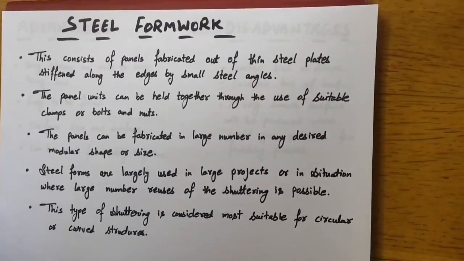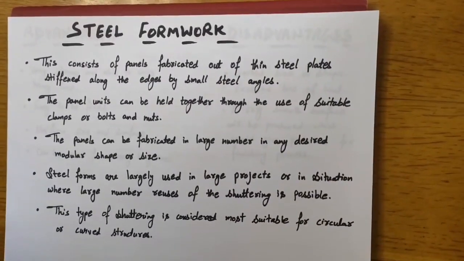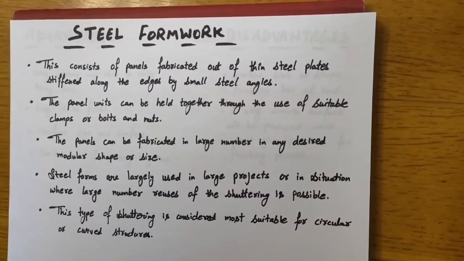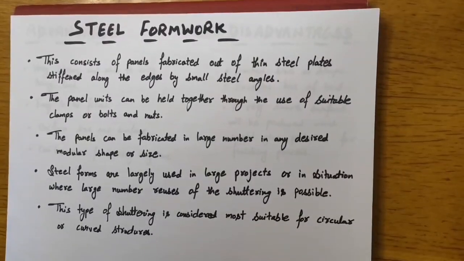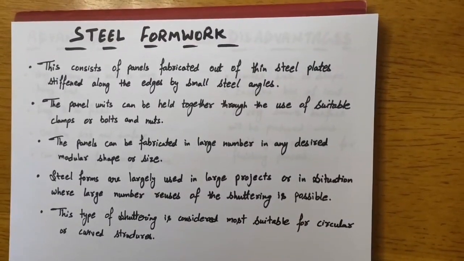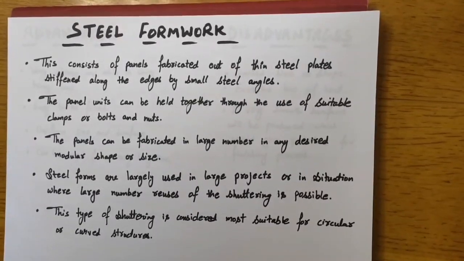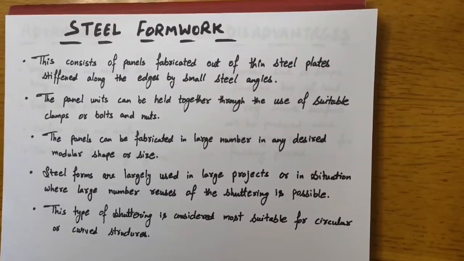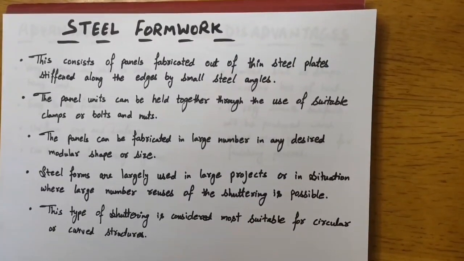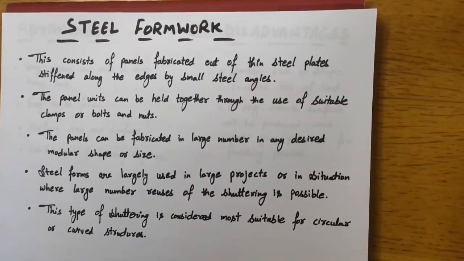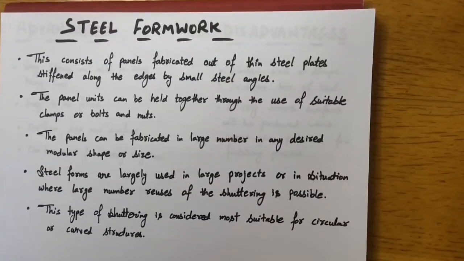The panel can be fabricated in large number in any desired modular shape or size. So you can cut and you can fabricate these kind of panels as per the required size and shape. Steel forms are largely used in large projects or in situations where large number reuses of the shuttering is possible. So on large projects where you need to use shuttering almost in every kind of structure, in such case we generally use steel forms. This type of shuttering is considered most suitable for circular or curved structure.